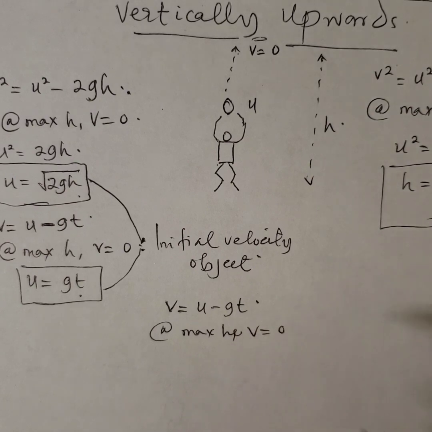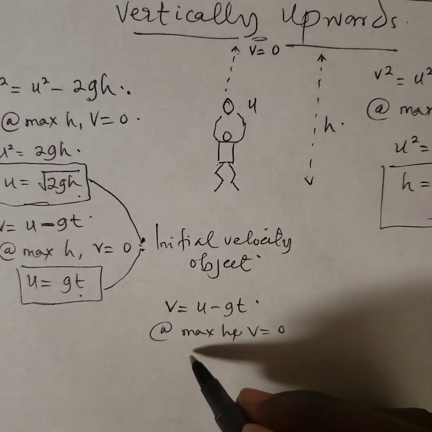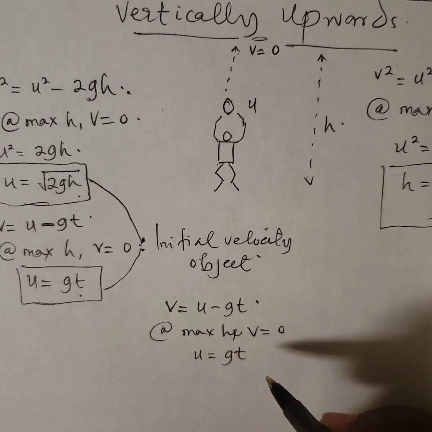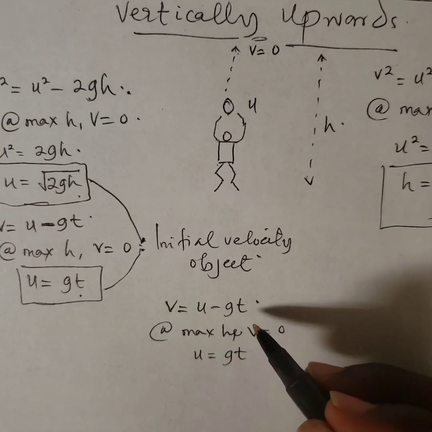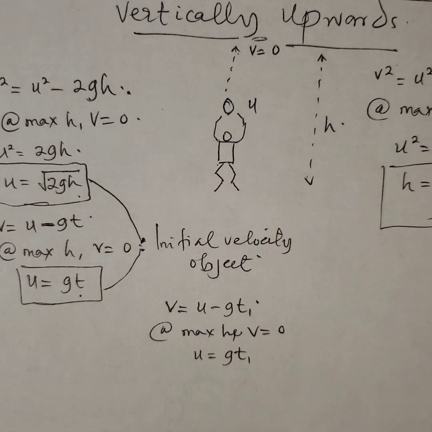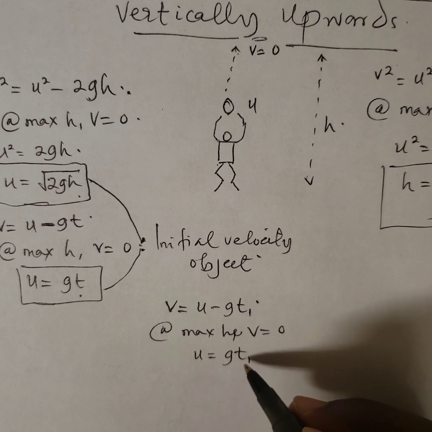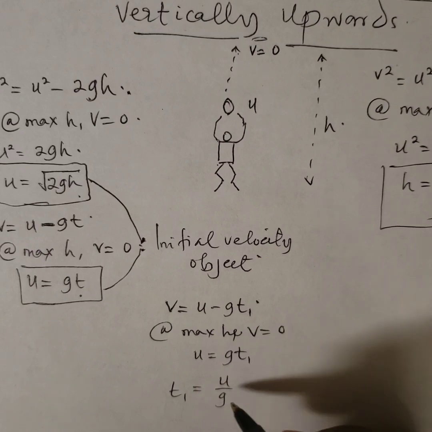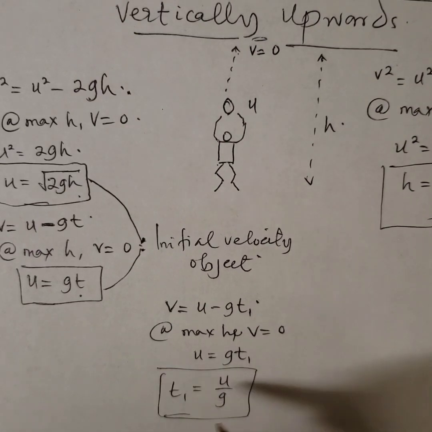we see also that v is 0. So if v is 0, we therefore have that u equals gt. Now, let's call this time taken for the object to get to its maximum height t1. Making t1 the subject of the formula, we have that t1 equals u all over g. So this is the time taken for the stone to travel upward to get to its maximum height.